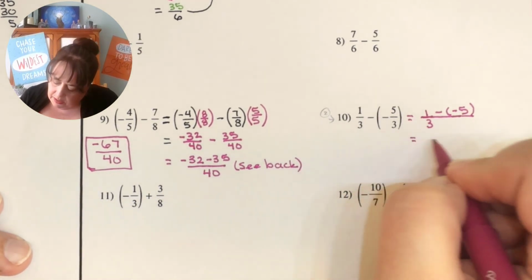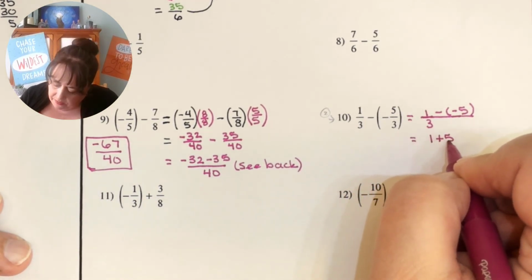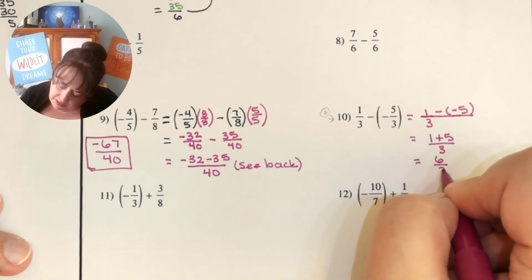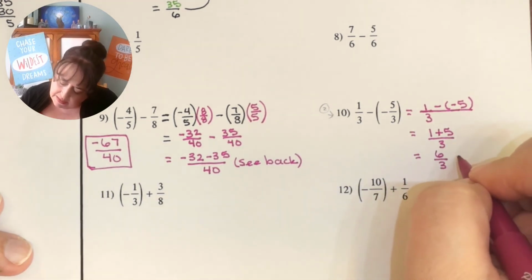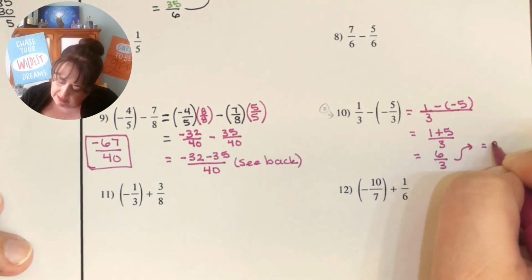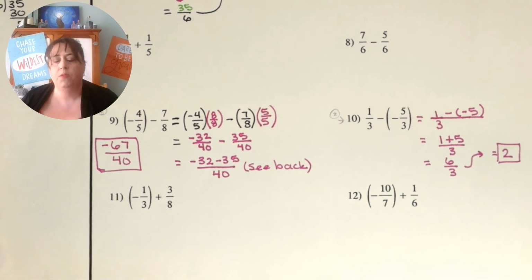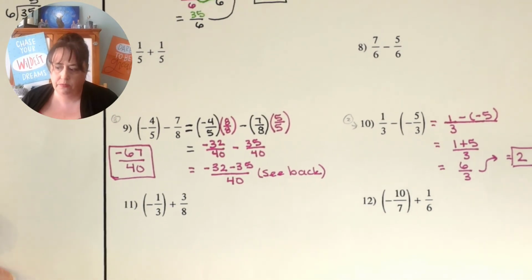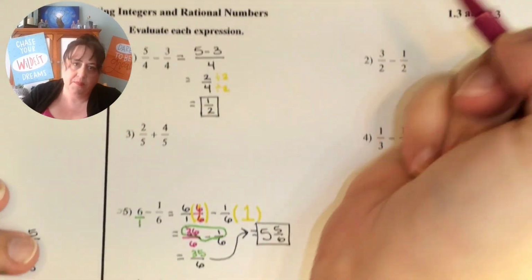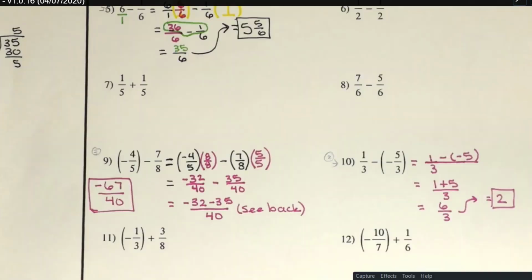What is that? That's really 1 plus 5 over 3, which is 6 over 3. That reduces, doesn't it? That's 2. Always, always, always reduce. Let's write that at the very top of our paper so we don't forget.